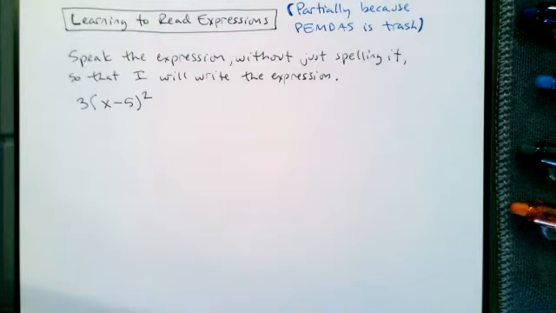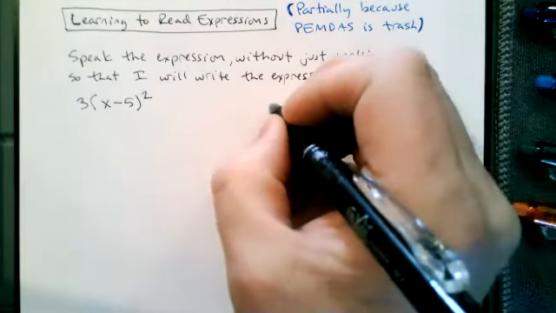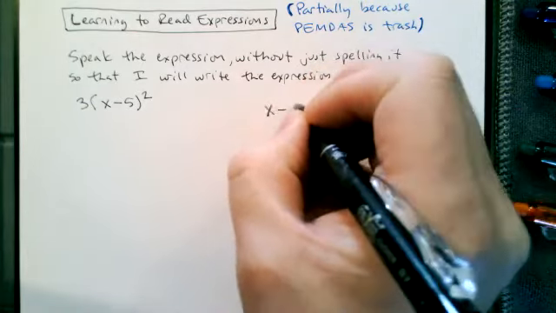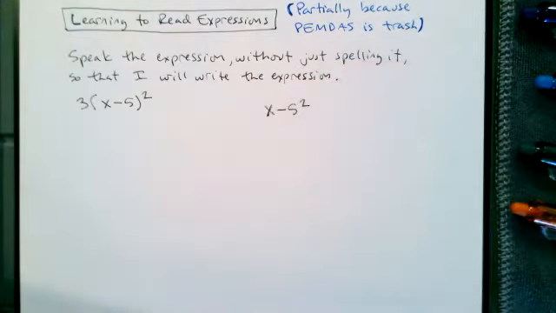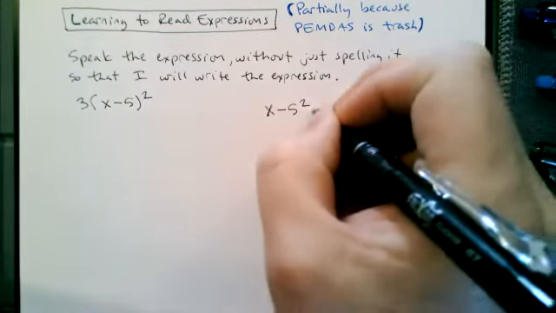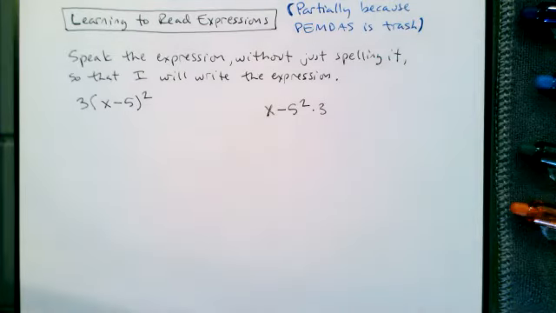So take x minus 5 and square it, then multiply it by 3. No, that's like x minus 75. Usually people use a lot of the word it, and it is never going to be a good word in these kinds of expressions.